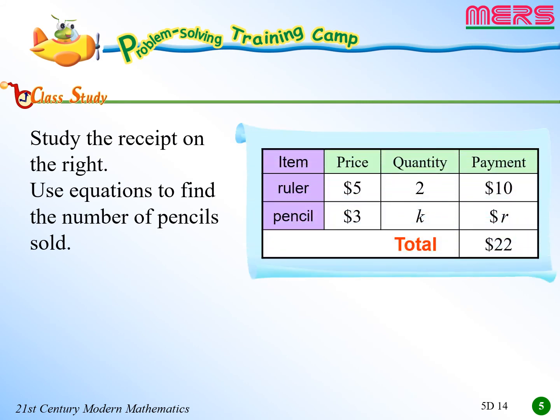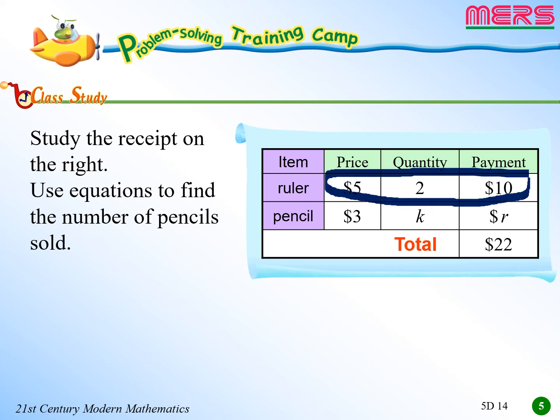So now let's look at the cutout study. This is another receipt showing you the items of ruler and pencil. And now you use equations to find the number of pencils. That means K. So how can we solve for K? So look at the relation. In this question, we have 5 times 2 equals 10. This is one of the relations.